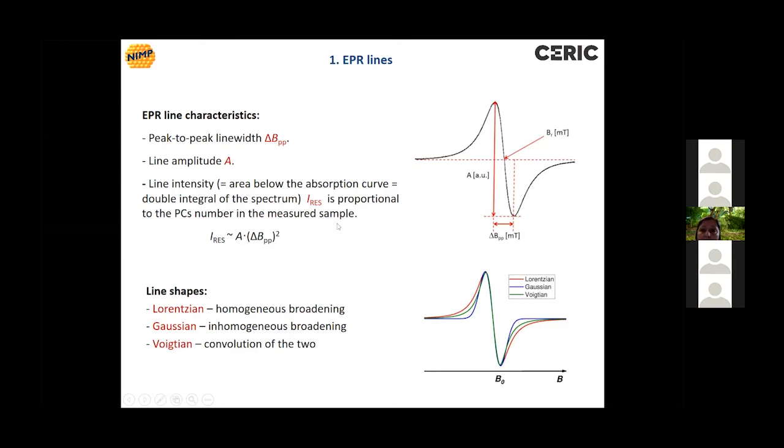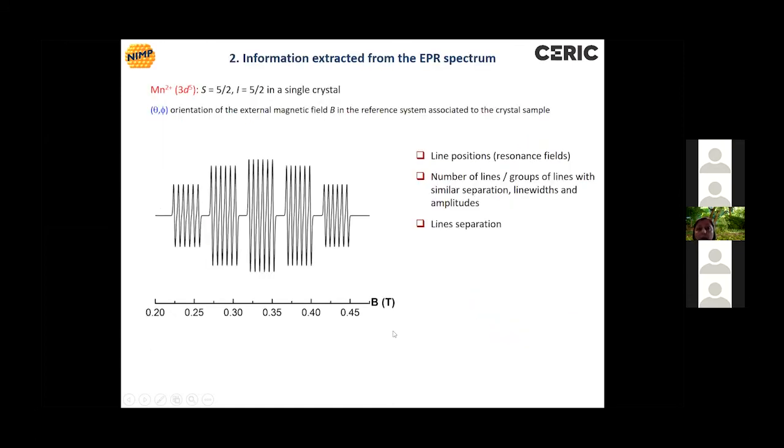The intensity of the EPR spectrum is proportional to the number of paramagnetic centers, or of unpaired electron spins, in the measured sample. The line shape can be Lorentzian, Gaussian, or Voigtian. Now, if you have a spectrum, what information can you get from it?